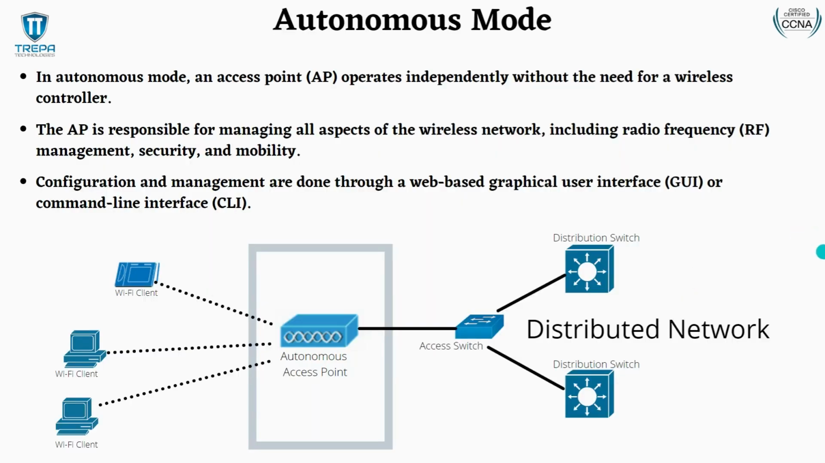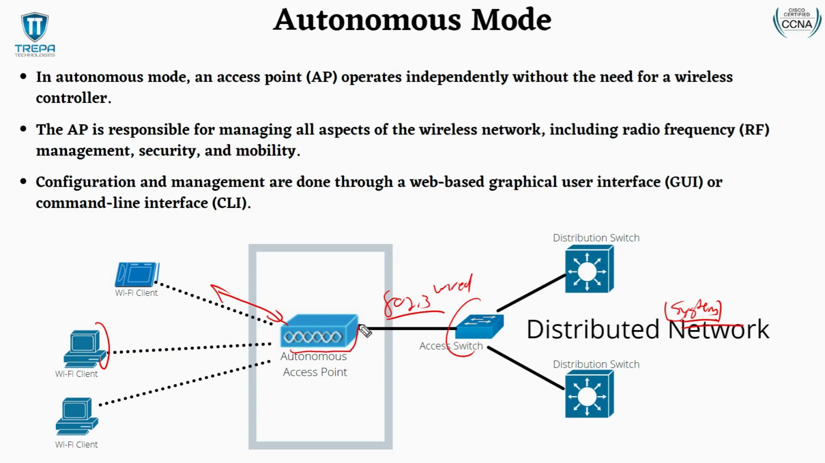Now moving on to our different modes. We're going to start out in autonomous mode. Let's recap what an access point is and what it's doing. An access point is that bridge for our Wi-Fi clients and our distributed network, or distributed system. That's the more common term you're going to see. This access point is going to send 802.11 frames to the Wi-Fi clients, and it's going to give them access again to this 802.3 wired network.